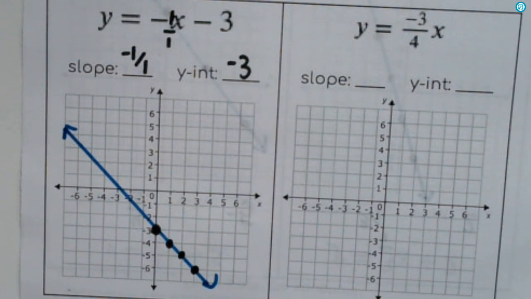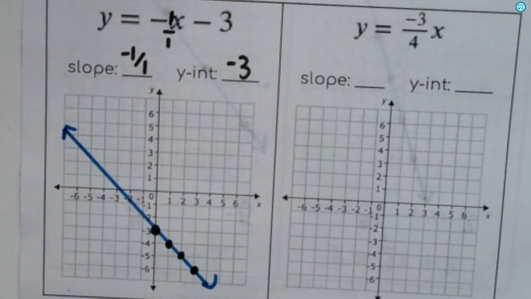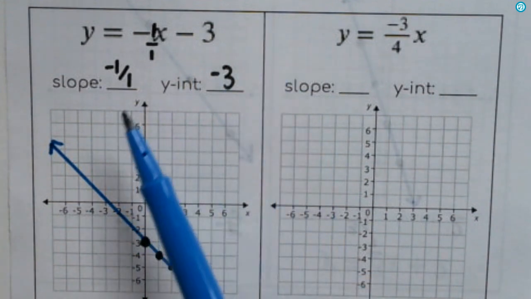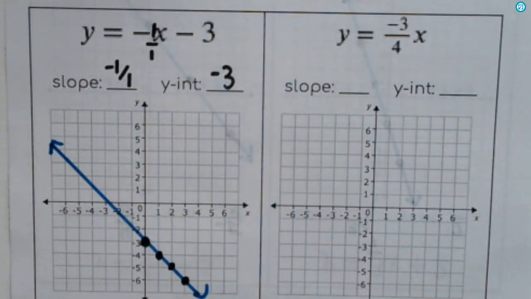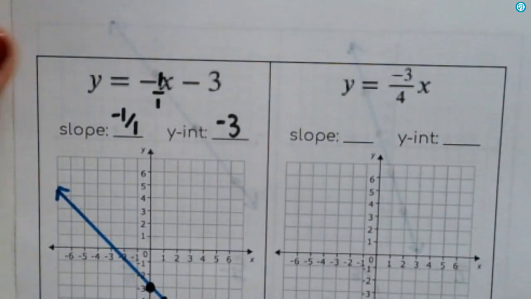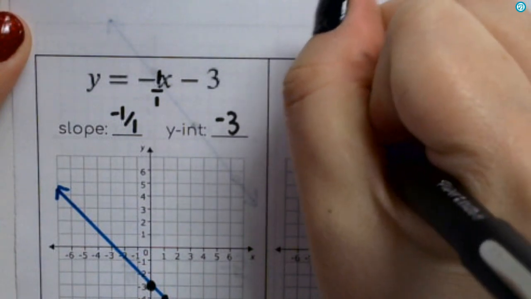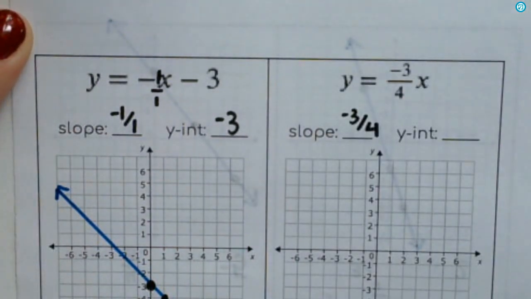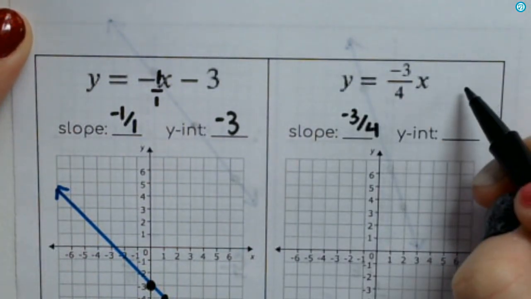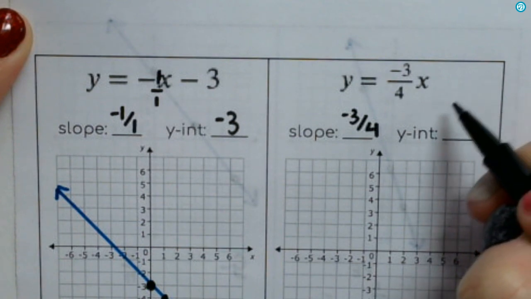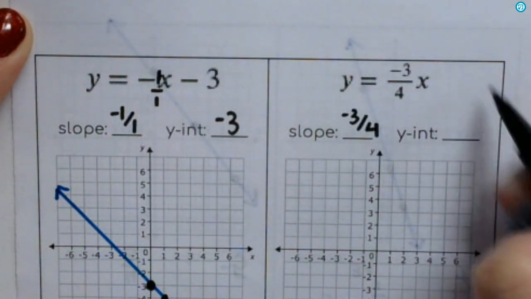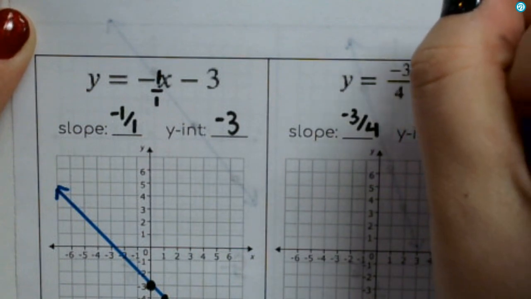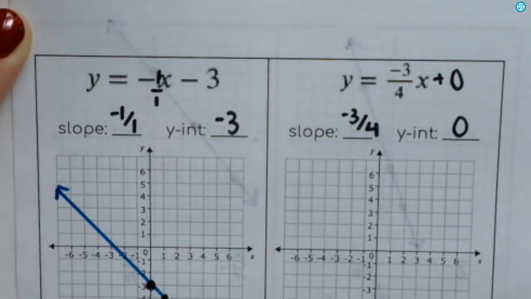Okay. So this one we saw when we don't have a number in front of x, we put an imaginary 1. If it's negative, it's negative. If it was positive, it would just be positive 1. This last one, what is my slope? -3/4. And then right here, what's my plus b? There's nothing there. So nothing in mathematical terms is 0. So I'm going to put an imaginary plus 0 there so we know where we got that from.